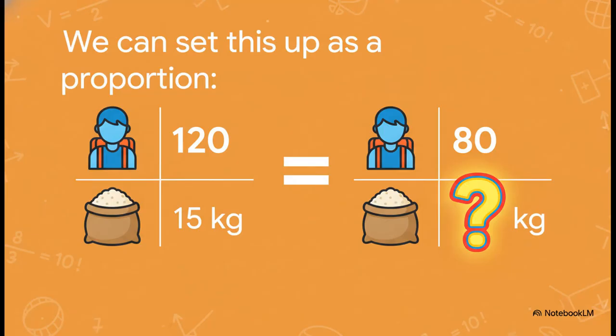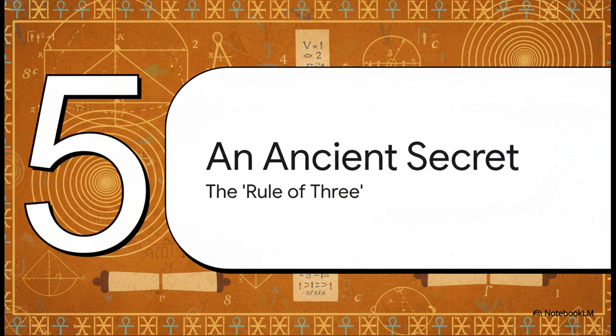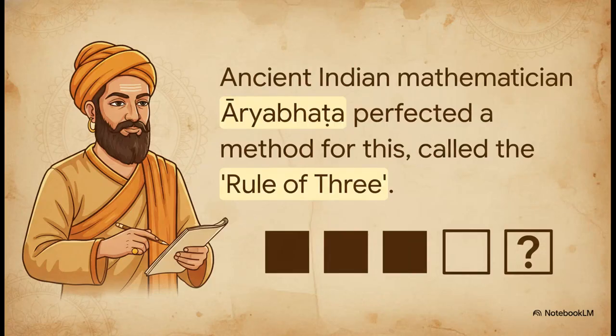So we can set this up using the language we just learned. The ratio of 120 students to 15 kilograms of rice should be proportional to the ratio of 80 students to, well, some unknown amount of rice. Our job is to figure out that question mark. And to find that missing number, we're going to use a method that is so powerful and so ancient, it was basically a mathematical secret weapon back in the day. So let's jump back in time.